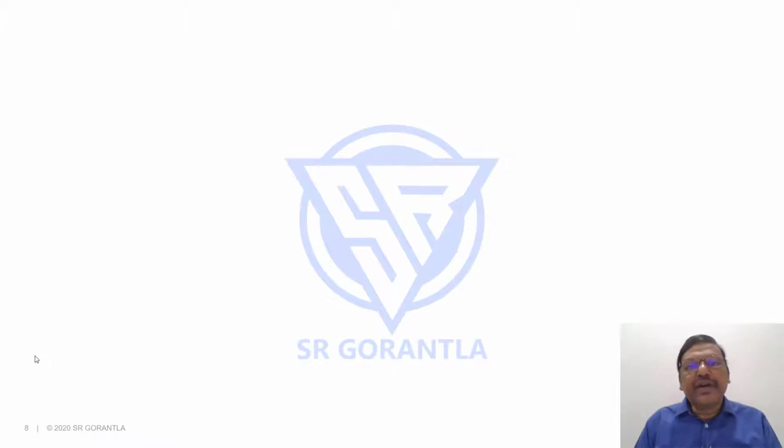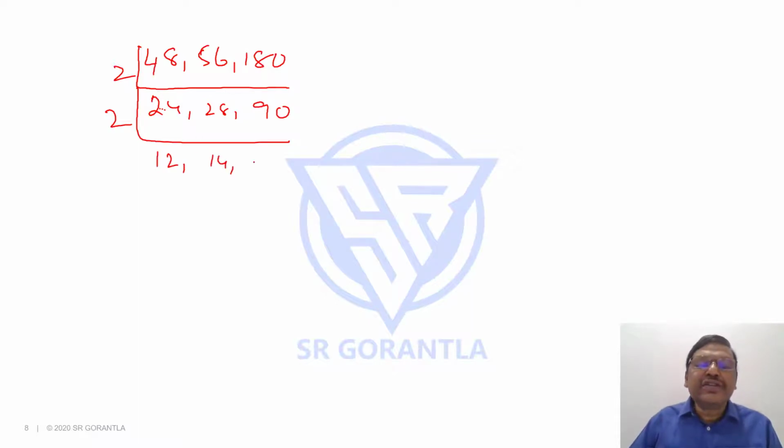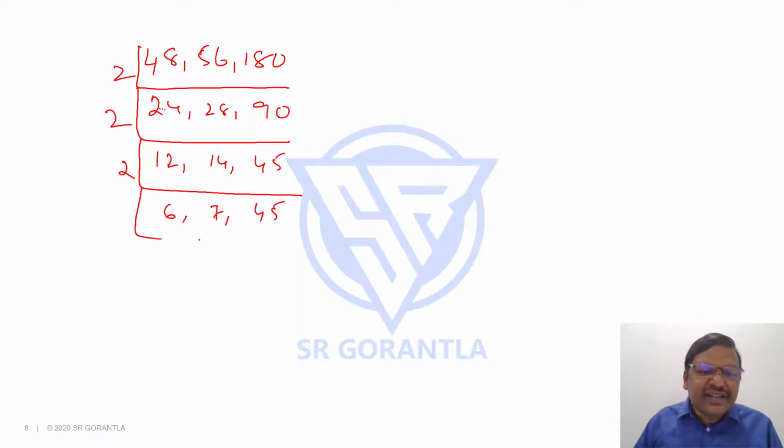Right, students, we'll take up an example with three numbers. Say 48, 56, 180. First you pause the video, try, and then continue watching. Let's see, students, what is common? 2: 2 24s, 2 28s, 2 90s. Next, if I take this again, 2 12s, 2 14s, 2 45s. Next, 2 I can take: 2 6s, 2 7s, 45 will not go. Next, 3: 3 2s, 3 15s. Anything else will go? No.